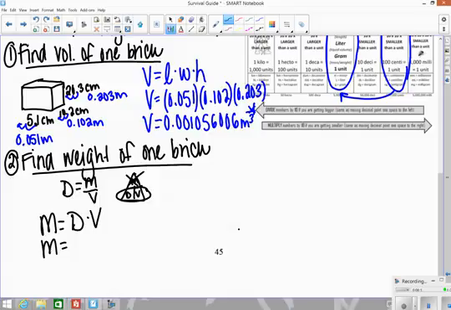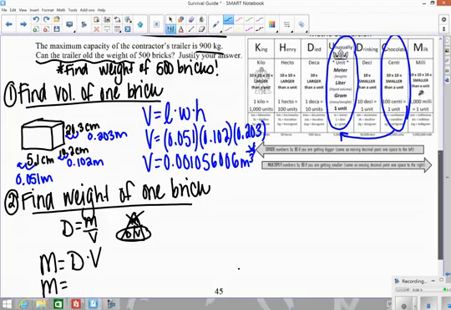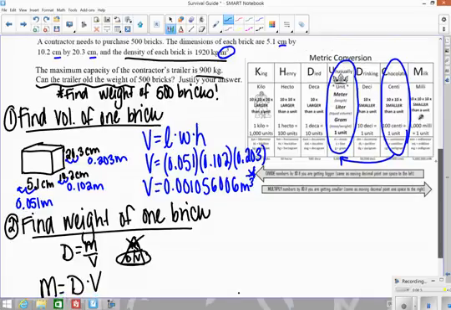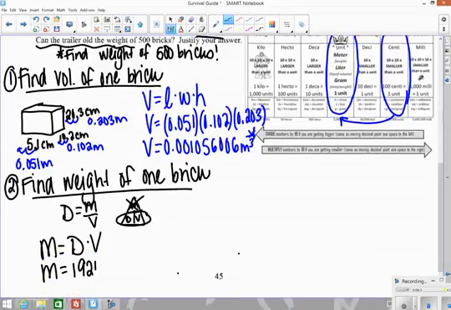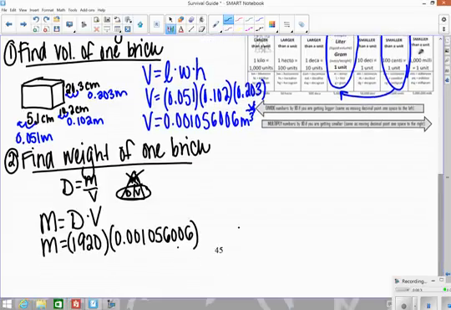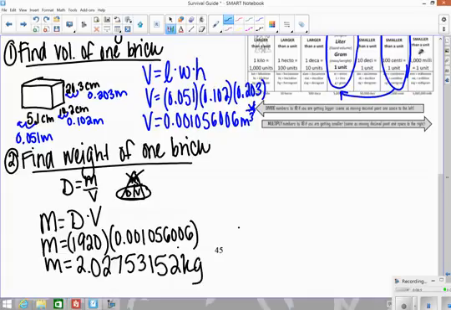So mass is going to be the density, which was given to us up top there, 1,920, times the volume, which is what we just found. This was in kilograms over meters cubed, so the meters cubed will cancel, and our answer will be in kilograms. So 2.02753152 kilograms is the weight of one brick.